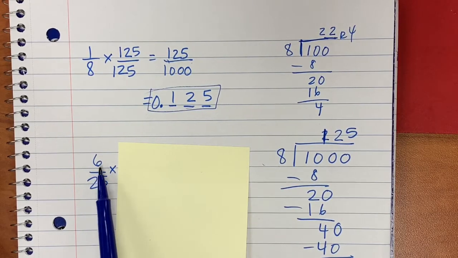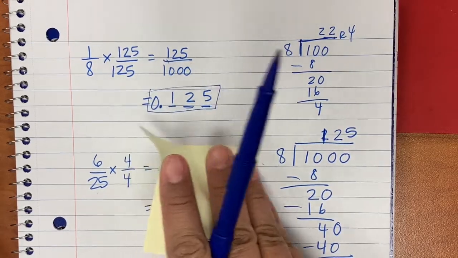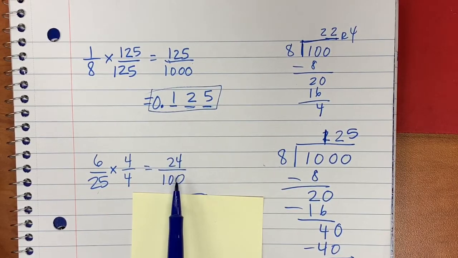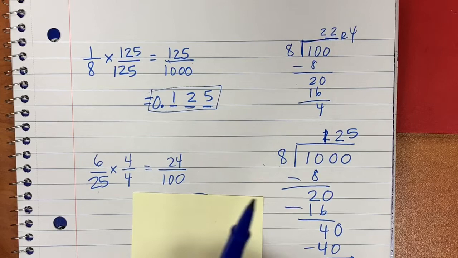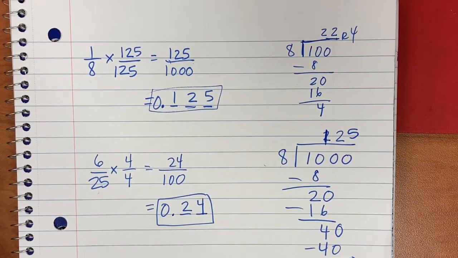The next problem, we've got 6/25. So now if you want to convert that to a decimal, you want to think of 25ths as like quarters, right? So there's 4 quarters in $1. So if we multiply this 25 by 4, we'll get 100, right? So we'll multiply 4 over 4 and get 24 hundredths. And then we can just convert that straight into a decimal, which would be 0.24.